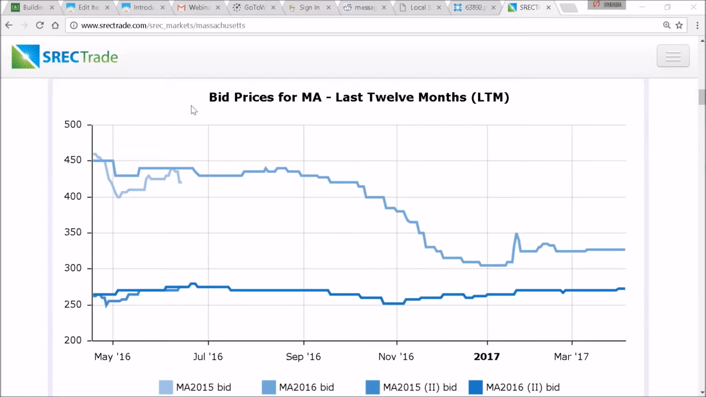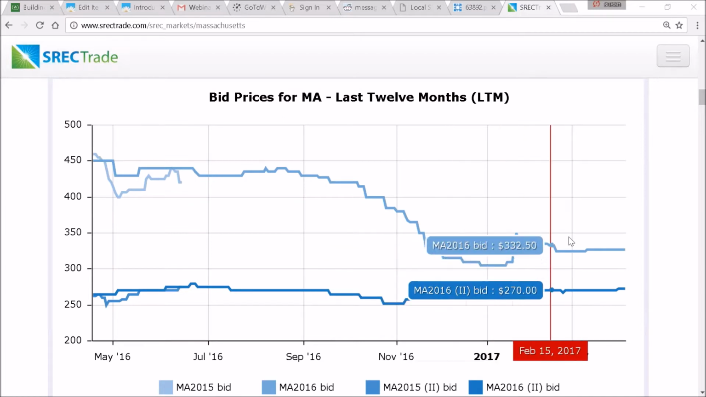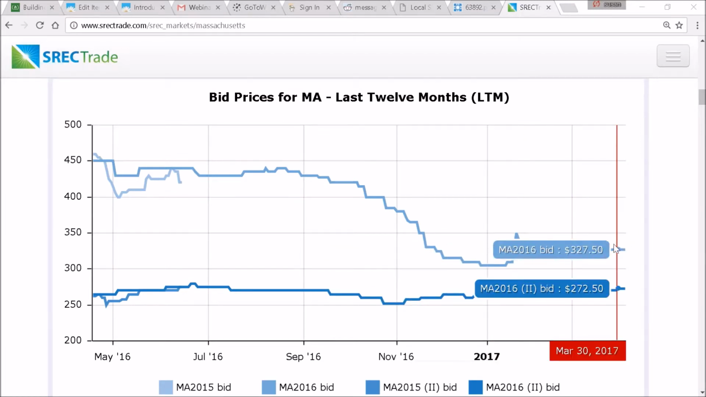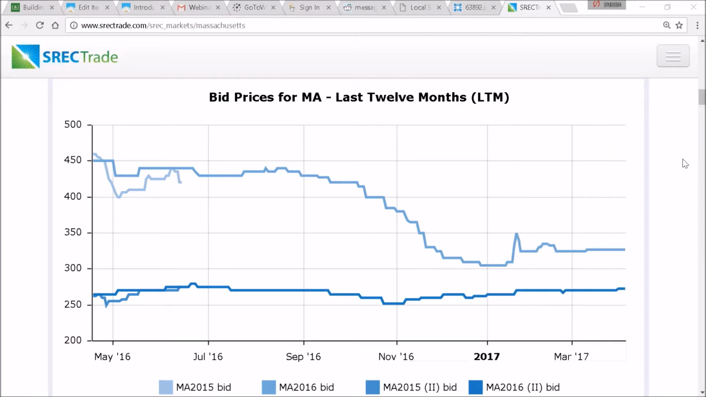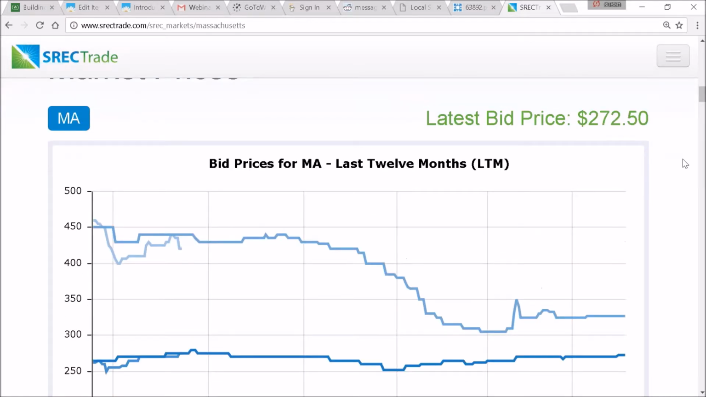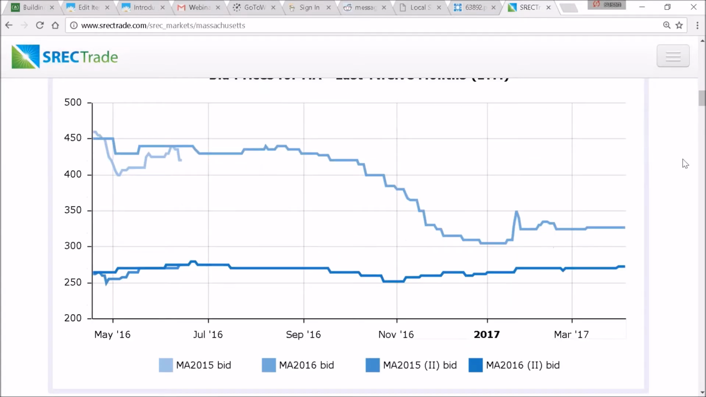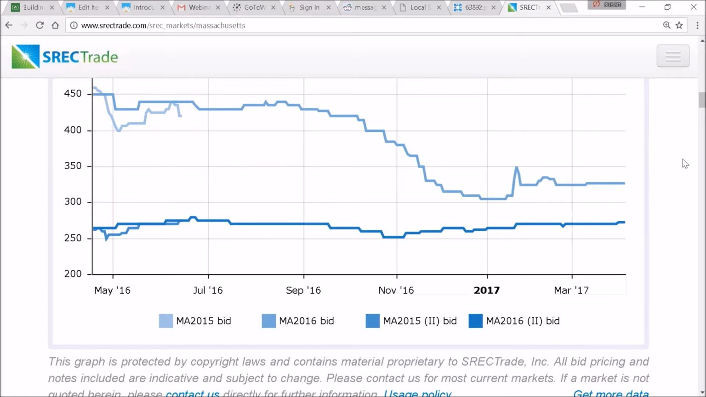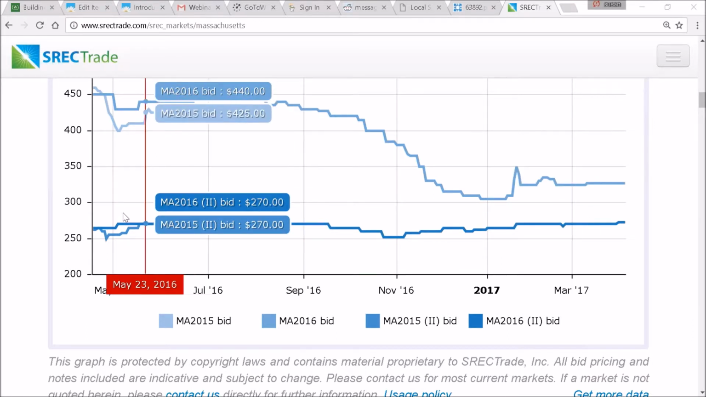And what we can see is in March of 2017, the SREC prices dropped to between 270 and 330. In 2016 they were worth $330. In 2017, they're worth about, what was it, 272. And so you can kind of see real-time tracking of REC prices in particular states.